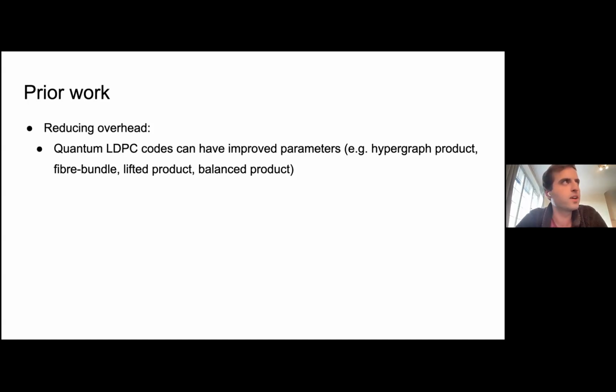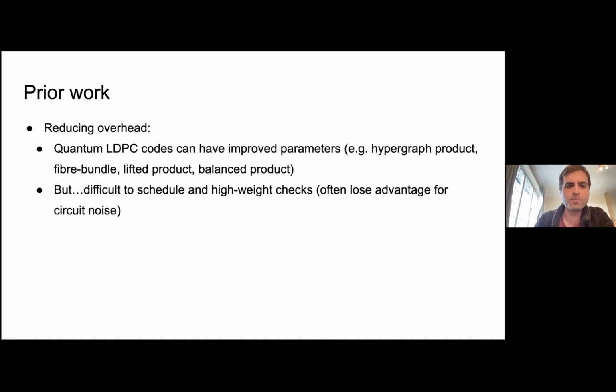So I guess that brings us on to this slide. For reducing overhead, a lot of the work is focused on new quantum LDPC codes, with improved theoretical parameters, like hypergraph products, hyperbolic codes, lifted products and balanced product codes. These have good theoretical parameters, but they're difficult to schedule and have high weight checks, so they can lose their advantage under circuit level noise. I'll get onto it later in the talk. But in answer to your question about ancillas, we do include ancillas and consider circuit level noise. So we're making steps towards what's needed to demonstrate that LDPC codes can be used with a reduced overhead compared to the surface code.